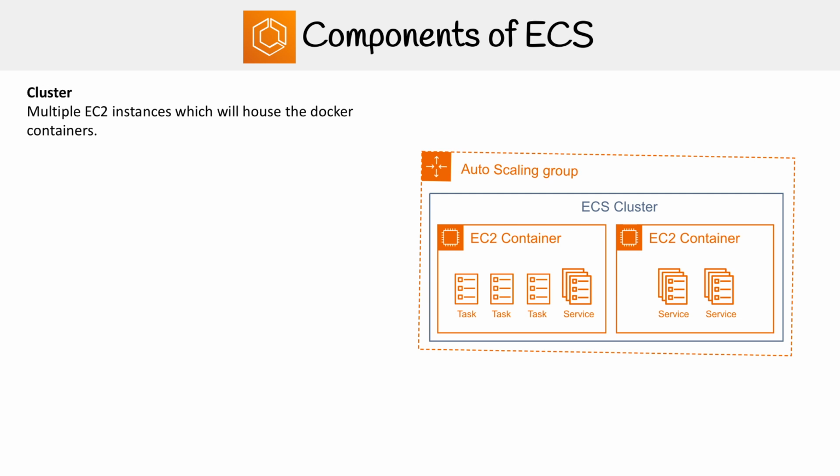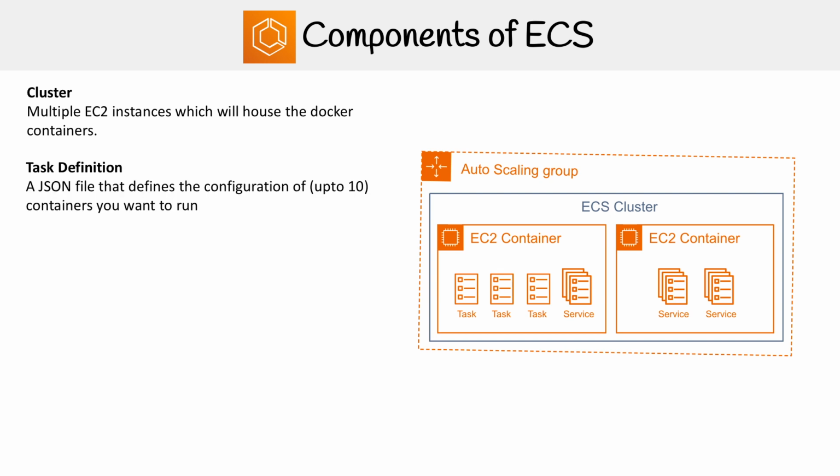So the first is the cluster itself. So an ECS cluster is just a grouping of EC2 instances. They call them EC2 containers, which is a bit confusing because inside these EC2 instances have containers within them. So they are both running Docker installed on them, so you can launch EC2 or Docker containers.